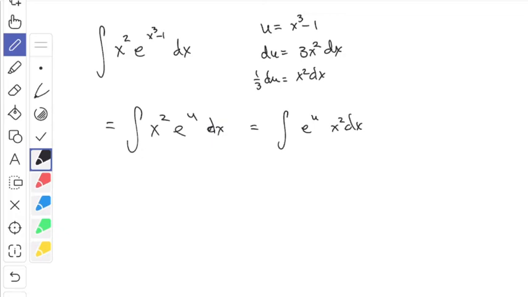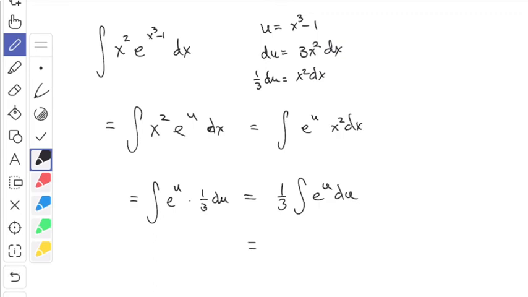And then, plugging in, x squared dx, sorry, I'm getting distracted, is 1/3 du. So it's going to be e to the u times 1/3 du. Then I can factor the 1/3 out, like we always do: 1/3 times the integral of e to the u du. And that's the end of the substitution.